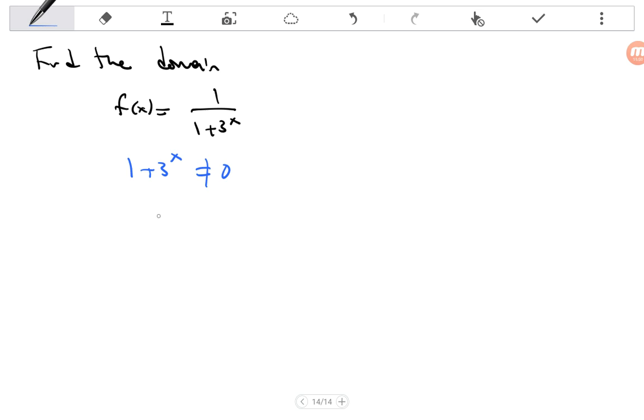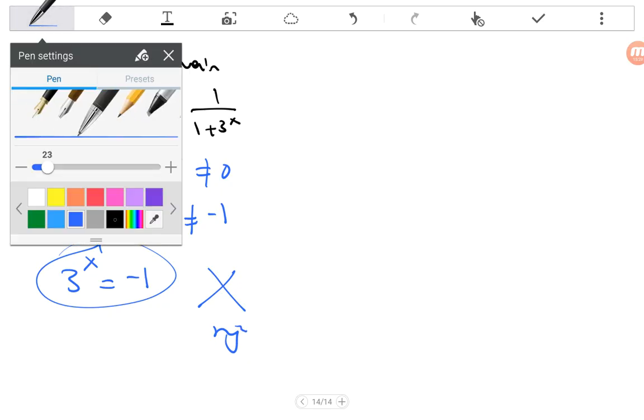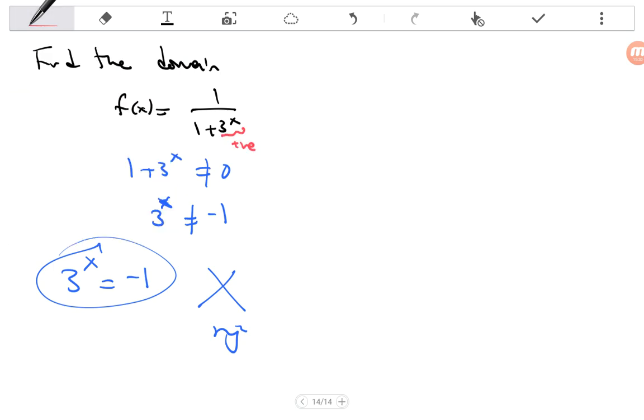So I just need 3x to not be equal to -1. So we just solve when would 3 power x be equal to -1. That would never happen. So that is rejected. So that's why we always know that this is a positive value.